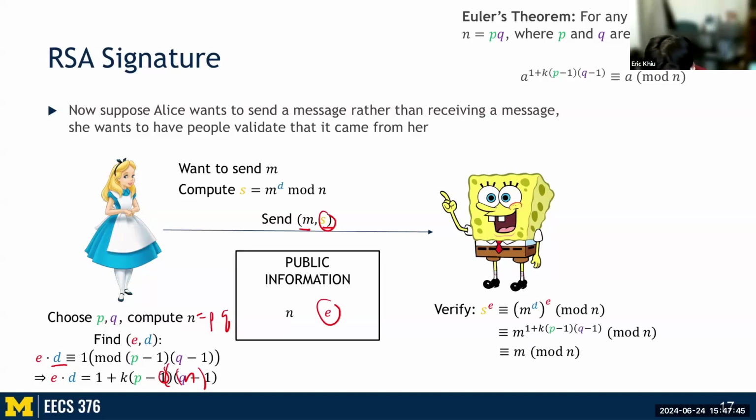And we know that this works because of this, which is d times e is over here, 1 plus k times (p minus 1)(q minus 1). And by Euler's theorem, we know that this is equivalent to M in mod n. And if the signature raised to the public key is equivalent to M in mod n, then Bob knows that this message comes from Alice. Is there any question?